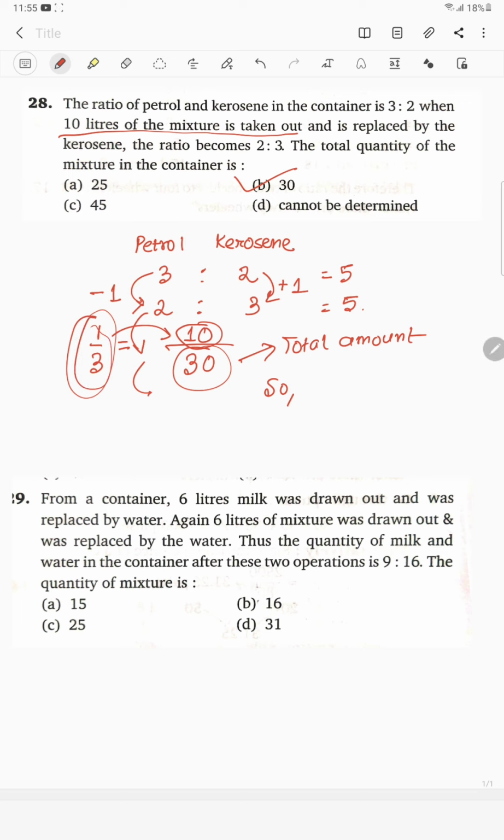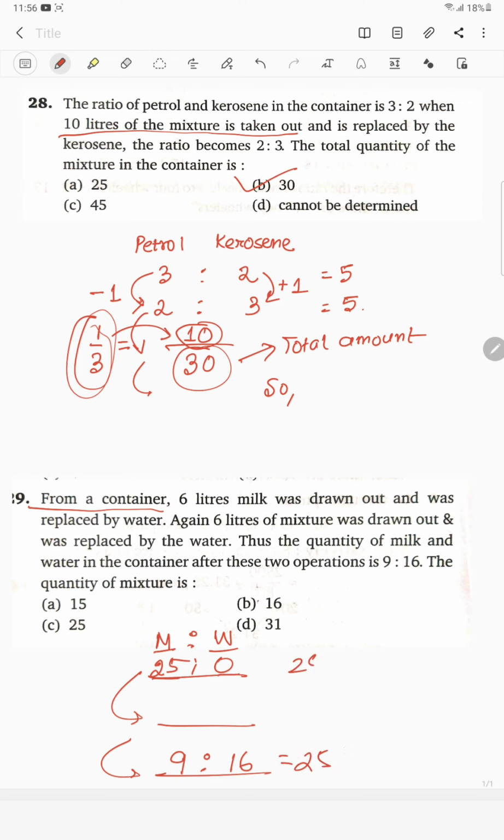So let's solve this problem. This is one level, this is one level. The quantity that is getting replaced is milk, so we are writing milk on the left hand side, and the quantity is 9:16 after two operations. So the total amount of milk in the container in the first stage was only milk, there was no water, so we are writing 25, because 9 plus 16 is 25.